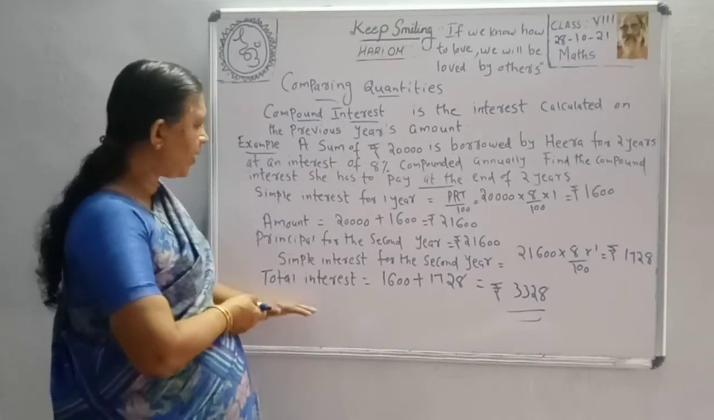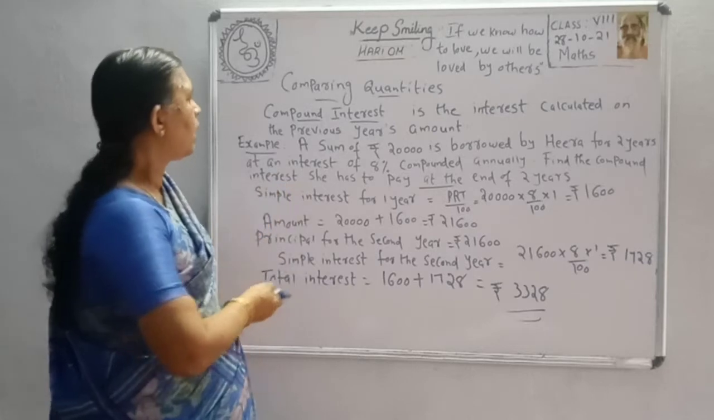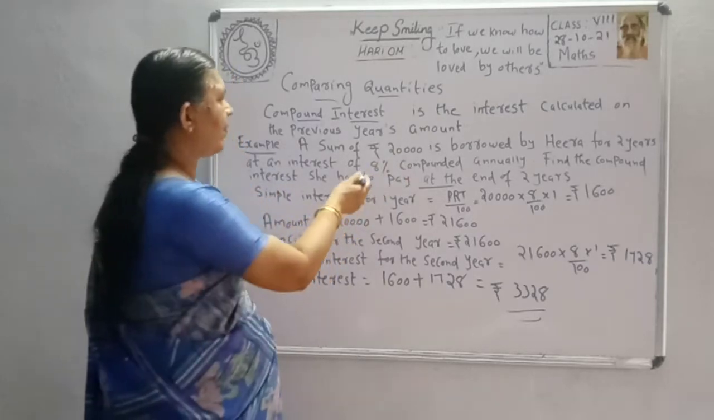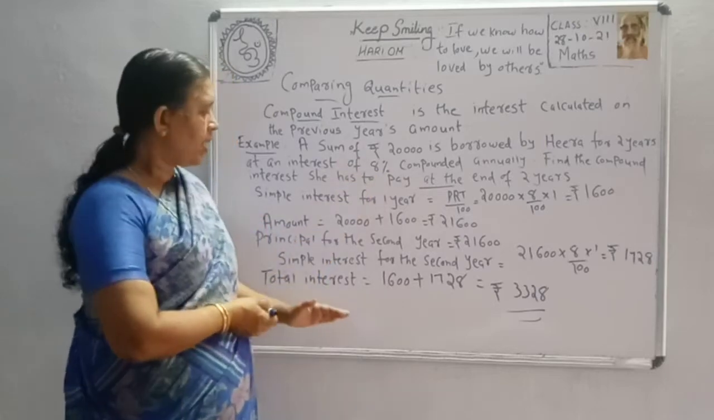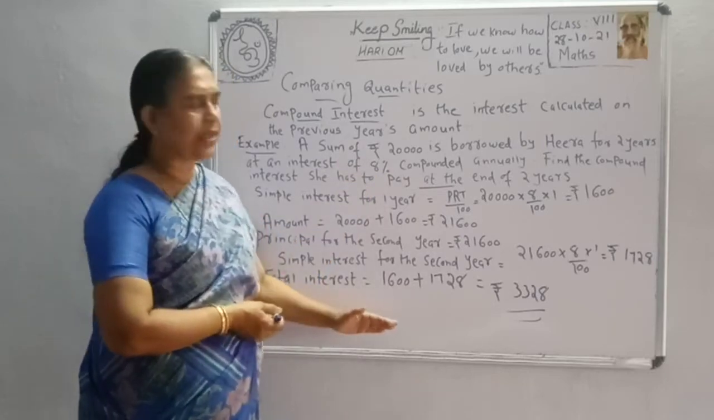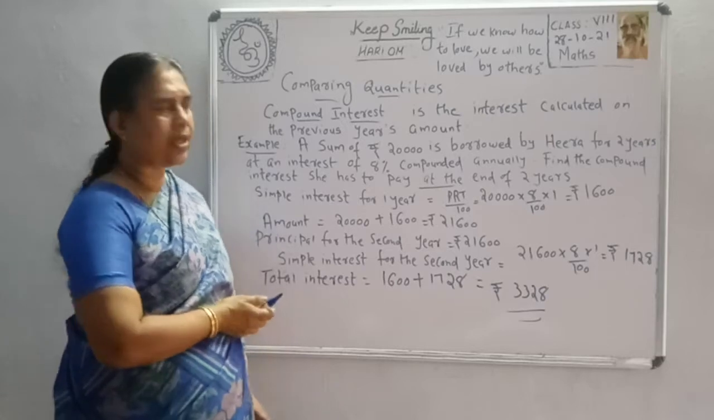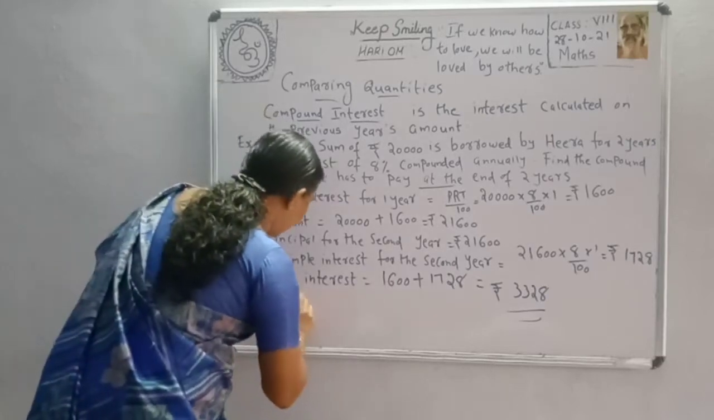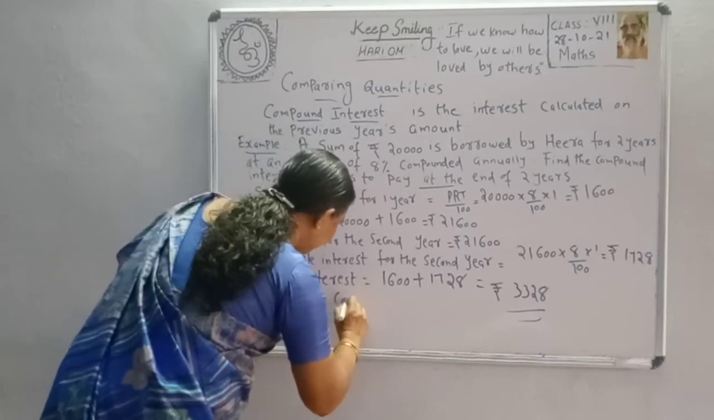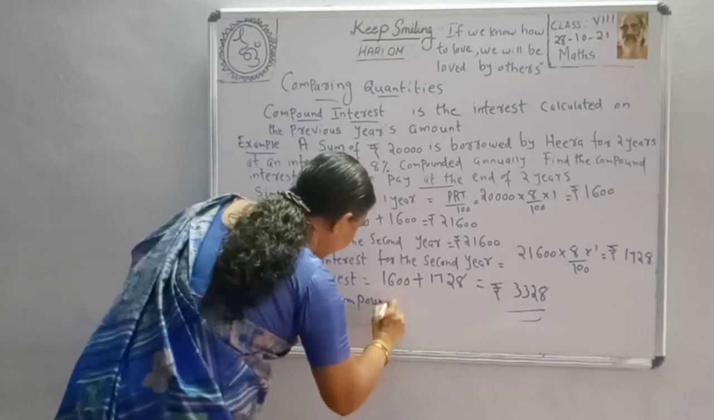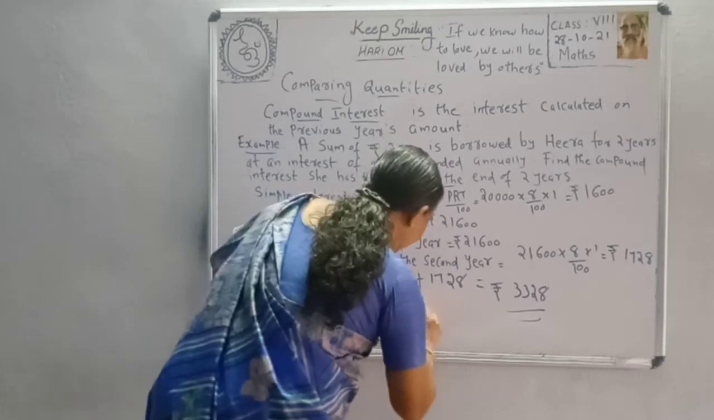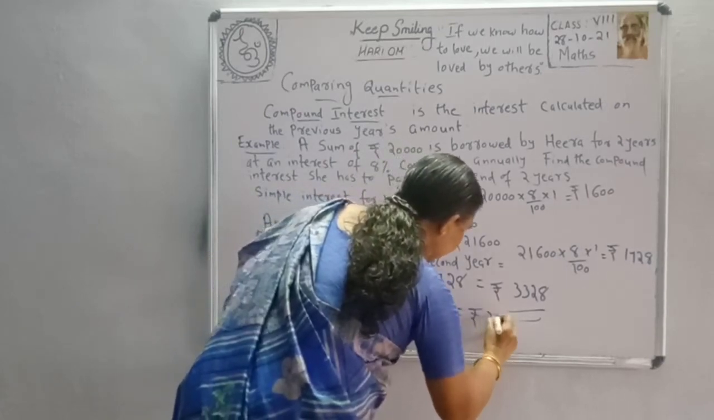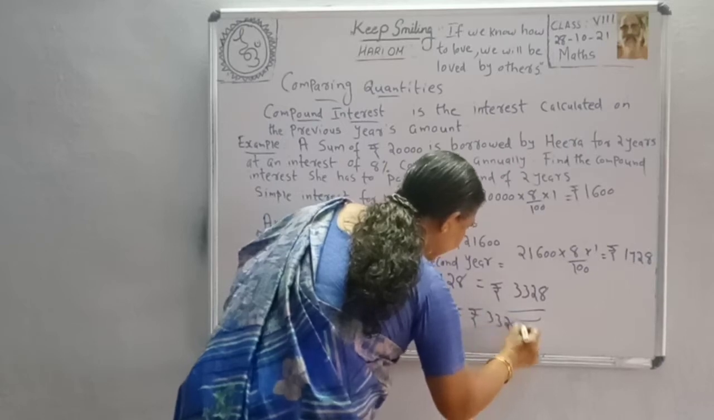Therefore, the compound interest for rupees 20,000 for 2 years at the rate of 8% per annum is rupees 1,600 plus 1,720, that is rupees 3,320. Therefore, the compound interest is equal to rupees 3,320.